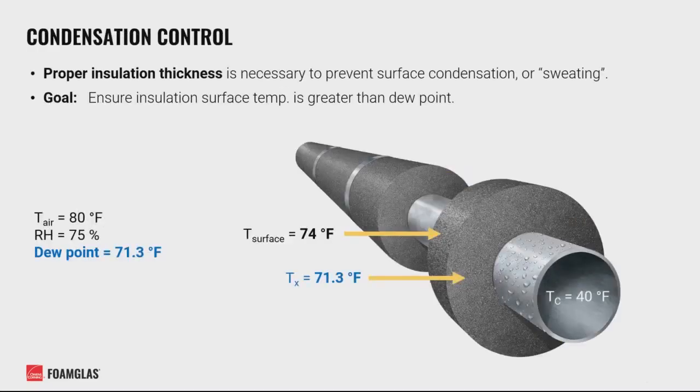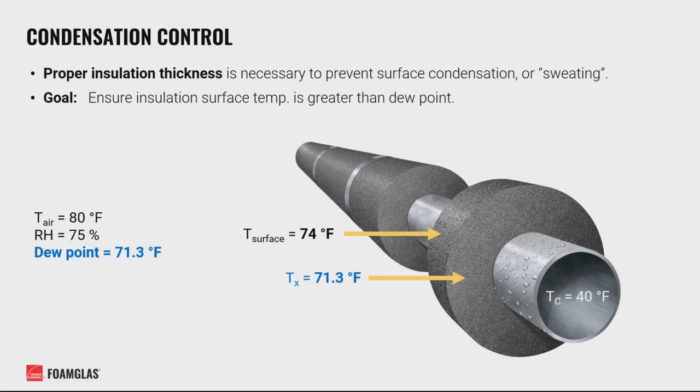Now, I mentioned it briefly just there, but surface temperature of your insulation actually plays a pivotal role in proper condensation control. Proper insulation thickness is necessary to prevent surface condensation or sweating from occurring on the system. Our goal should always be to ensure that the insulation surface temperature is greater than the surrounding air's dew point.